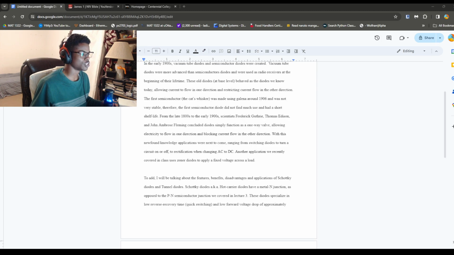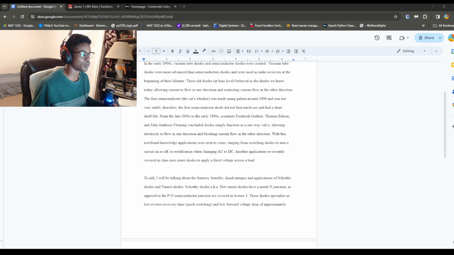From the late 1800s to the early 1900s, scientists Frederick Guthrie, Thomas Edison, and John Ambrose Fleming concluded diodes simply function as a one-way valve, allowing electricity to flow in one direction and blocking current flow in the other direction. With this newfound knowledge, applications were next to come, ranging from switching diodes to turn on and off circuits to rectification when changing AC to DC.